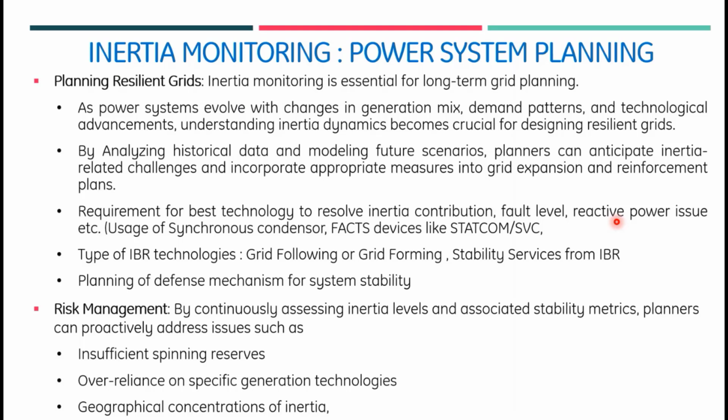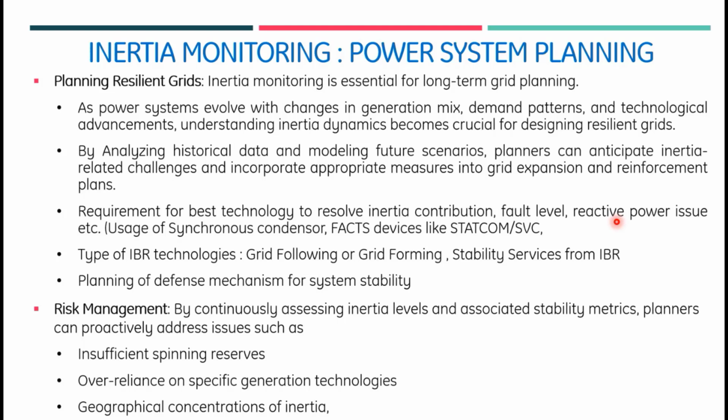It can check that in the future, whenever there is insufficient spinning reserve, I have a certain amount of fast-acting spinning reserve in the system, and how much battery energy storage is required to produce that kind of frequency support to the system in that period of time. It also means risk management, that you should not over-rely on any specific generation technology, because each technology has its own limitation, its own problem. So you have to balance between all those generation technologies.